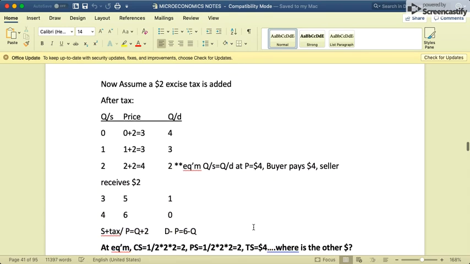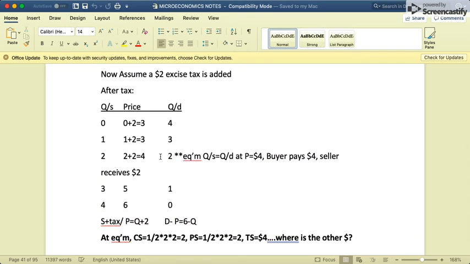And at equilibrium, we can talk about consumer surplus and producer surplus. And what this is basically going to tell us is that total surplus is maximized at equilibrium without outside forces. Now we're going to assume that there's a $2 excise tax added. So at every price level, we're increasing it by $2. So this is the excise tax.